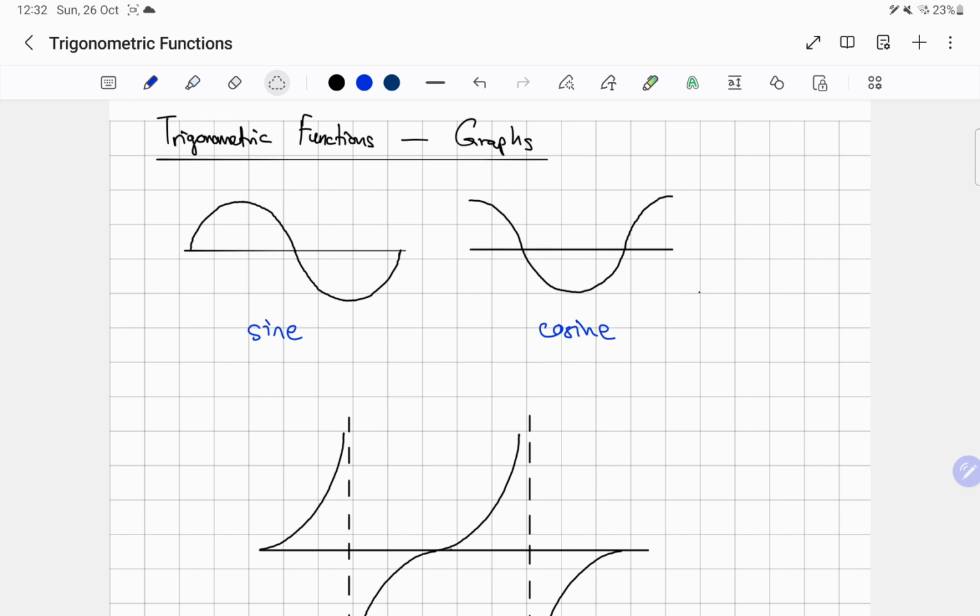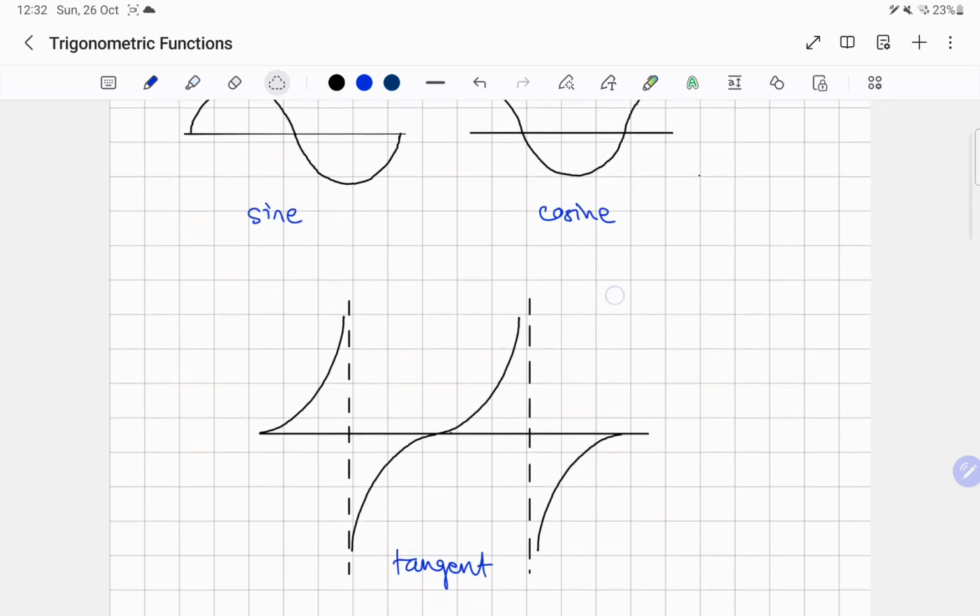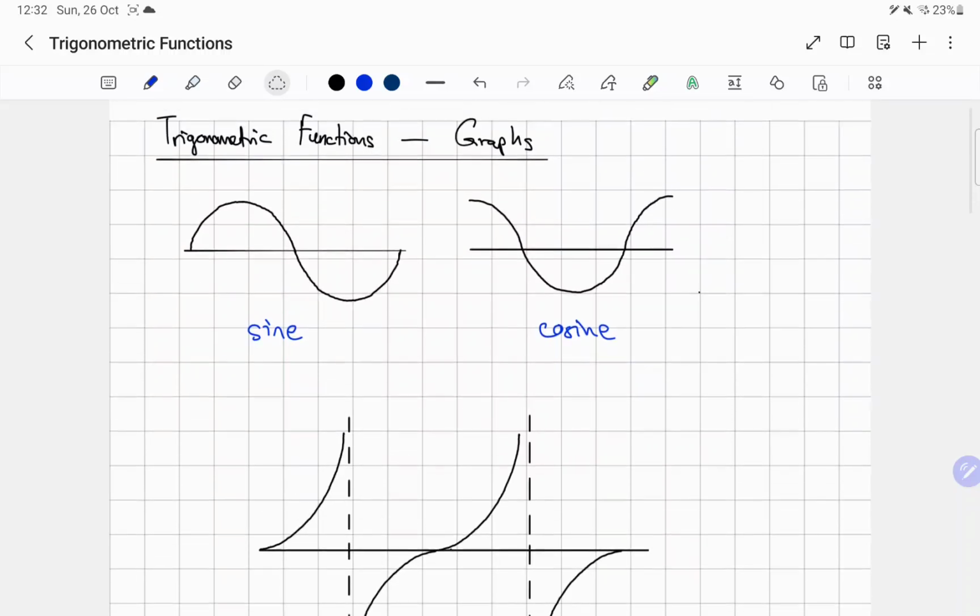So first, what are we going to do today? We are going to look at the three trigonometric functions. We have sine, cosine, and tangent, and we are going to look at their graphs. So what do these graphs look like?